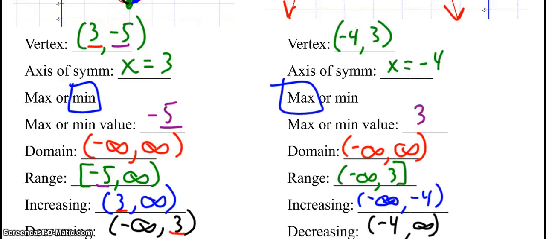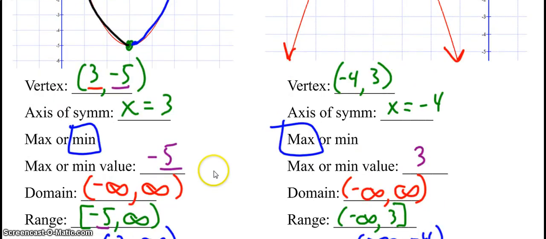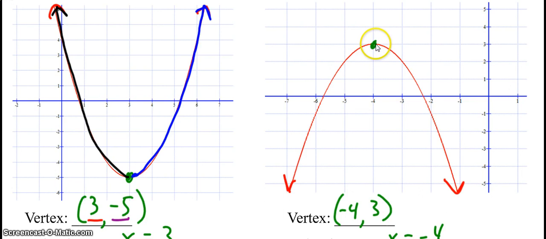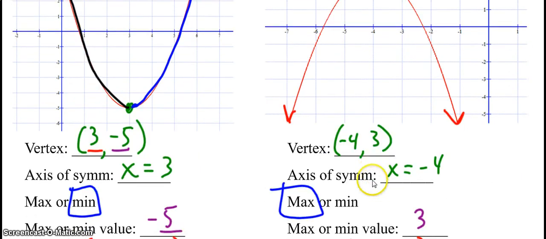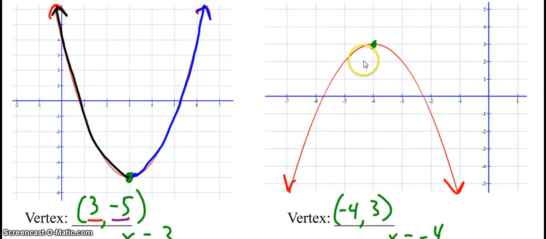Alright, so here's the information I got. So our vertex is at negative 4, 3. And we can see that because that's this point right here. The axis of symmetry then is x equals negative 4. That's our axis of symmetry. I didn't actually draw it in.